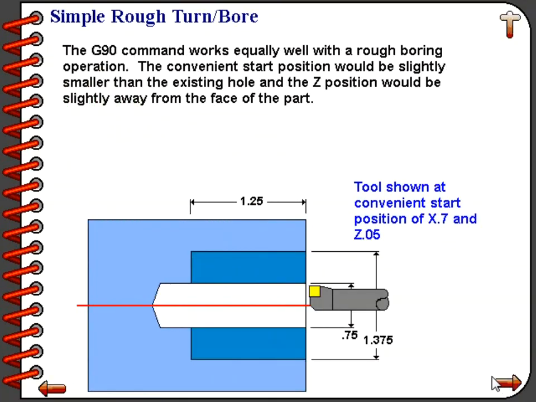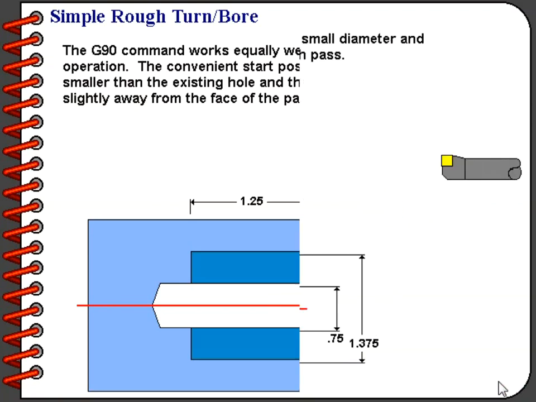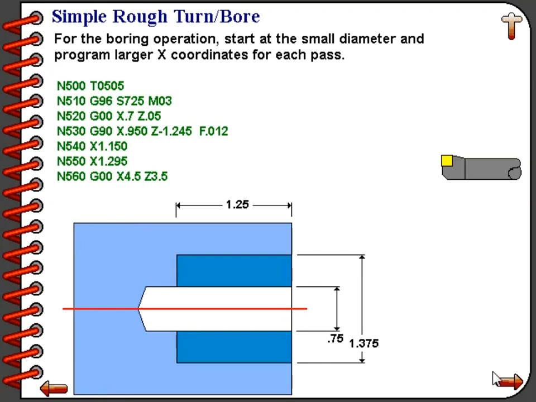The G90 command works equally well with a rough boring operation. The convenient start position would be slightly smaller than the existing hole, and the Z position would be slightly away from the face of the part. If you remember our convenient starting position for our G71 rough boring operation, the basic rules apply here as well. For the boring operation, start at the small diameter and program larger X coordinates for each pass.